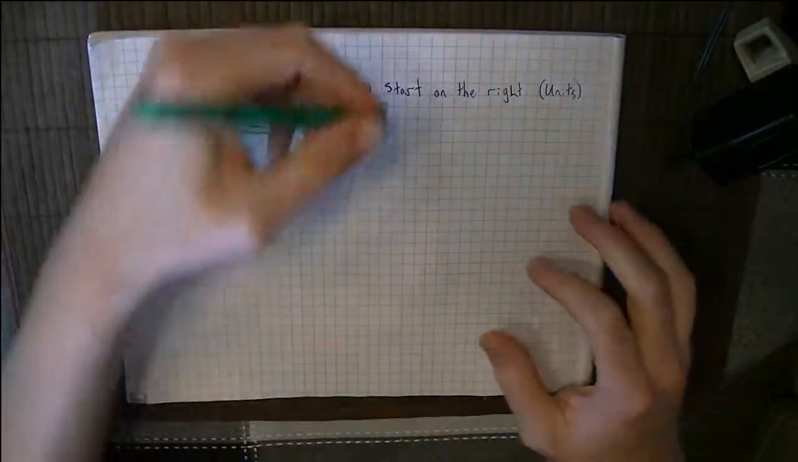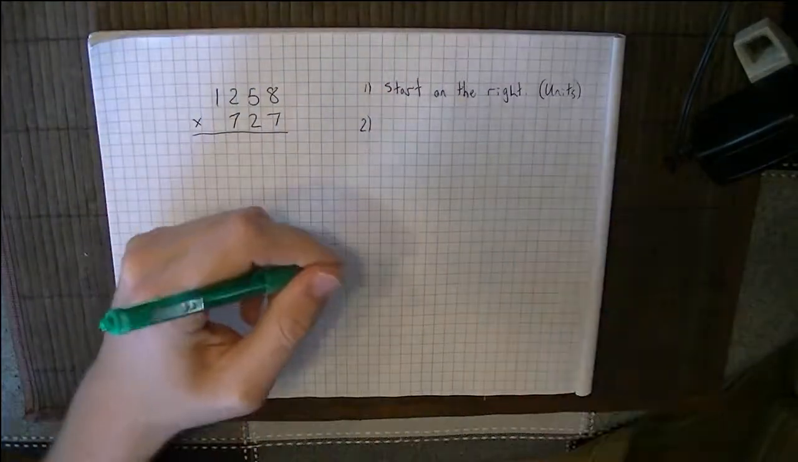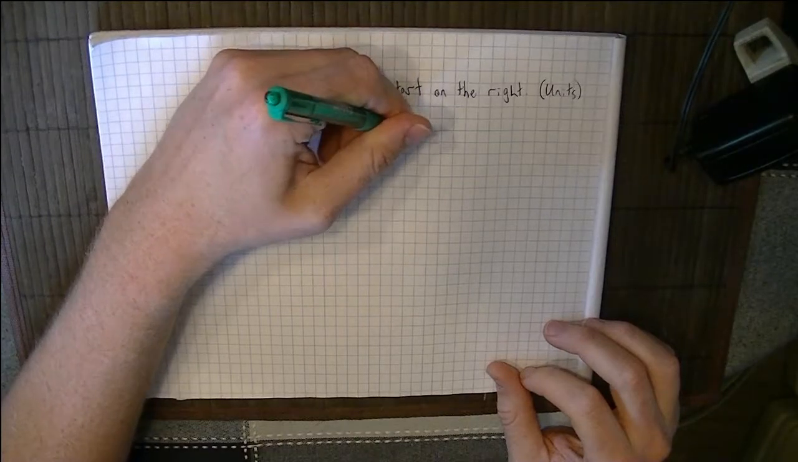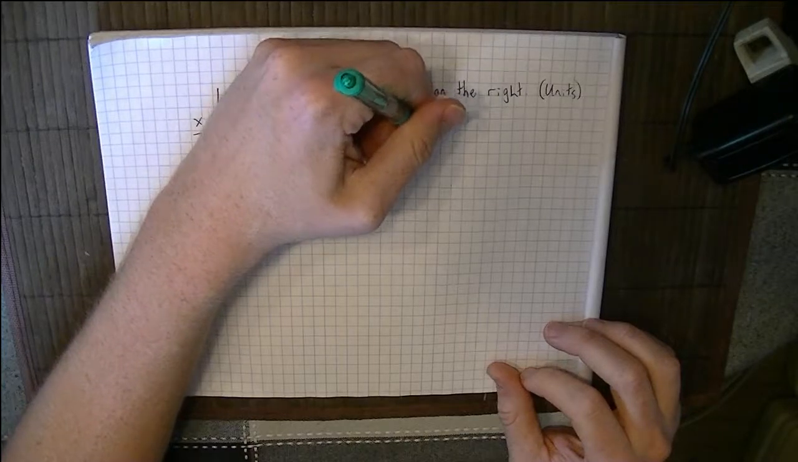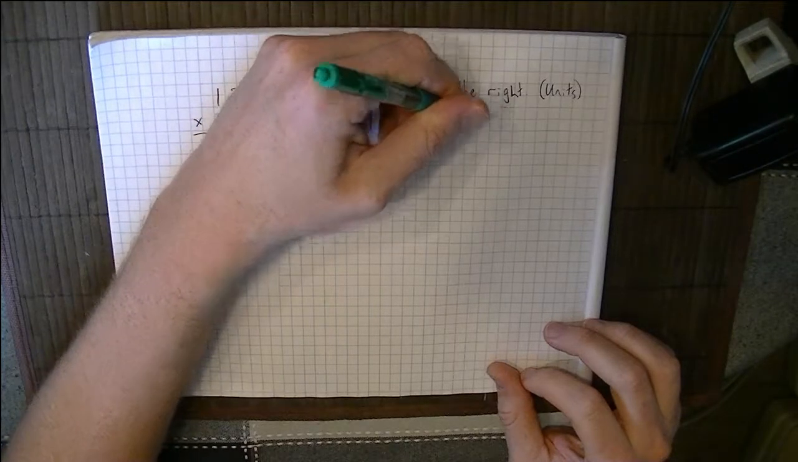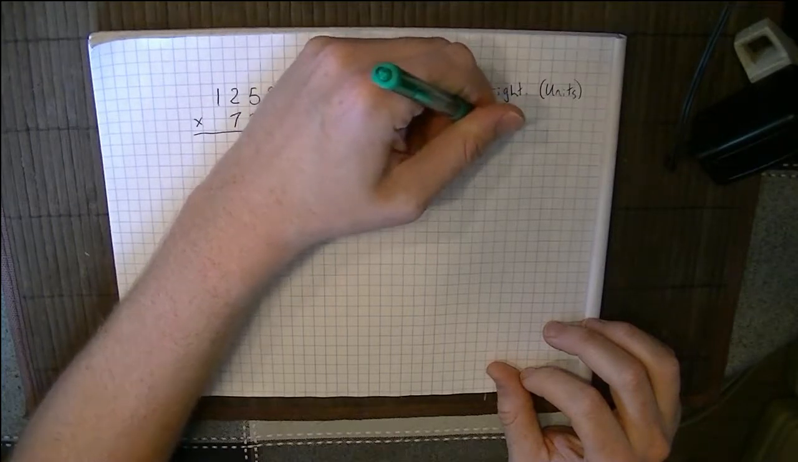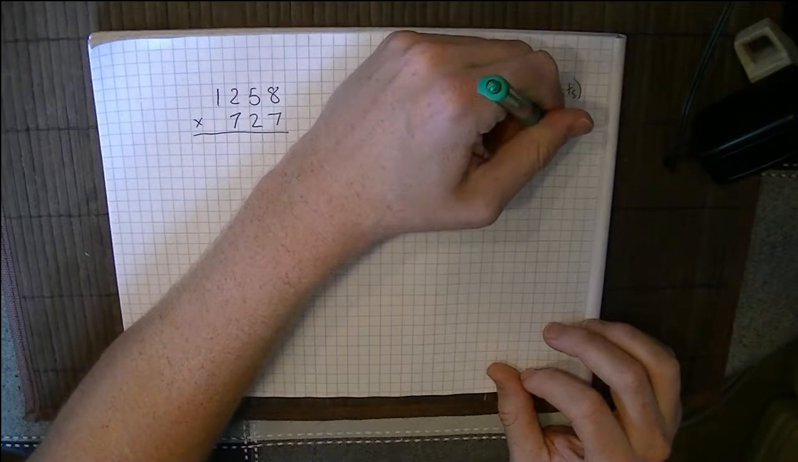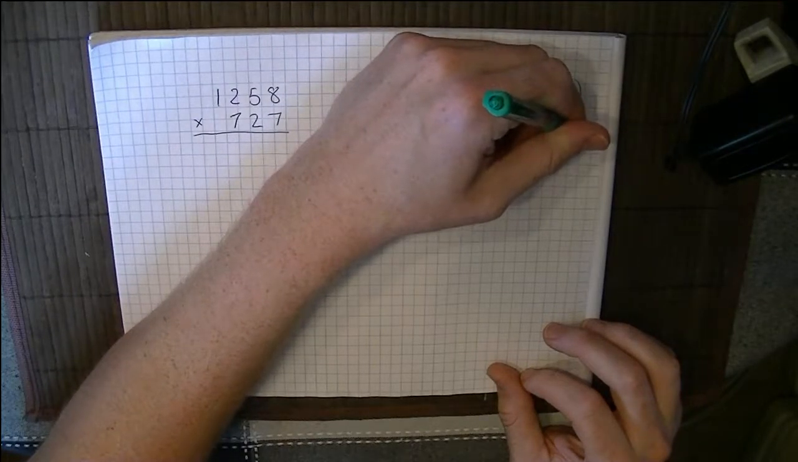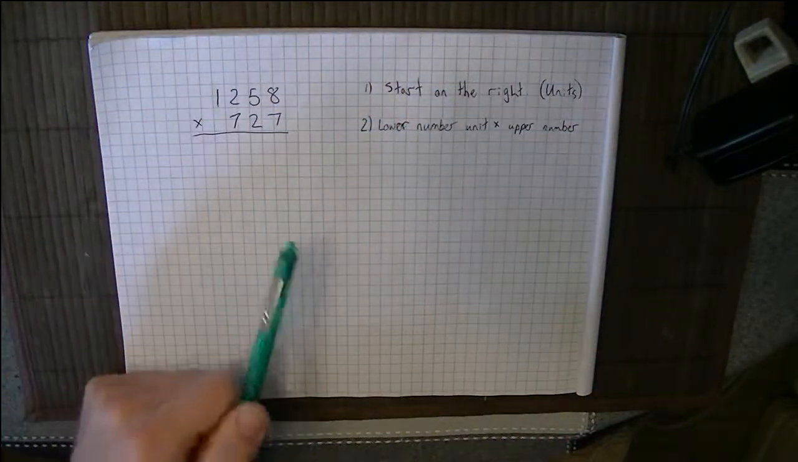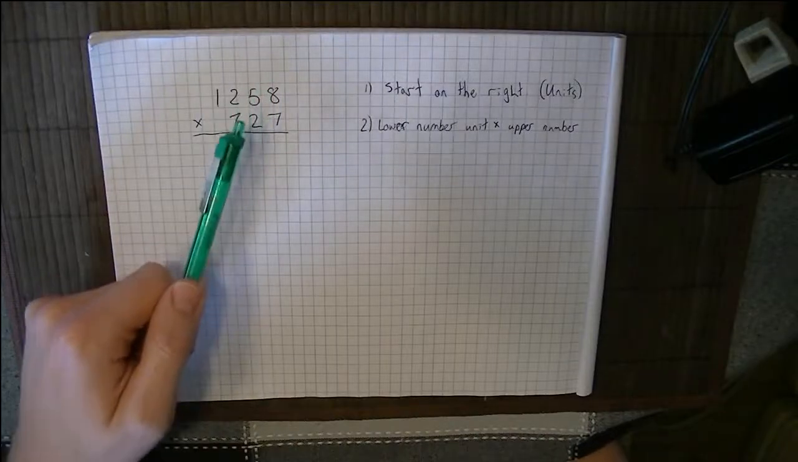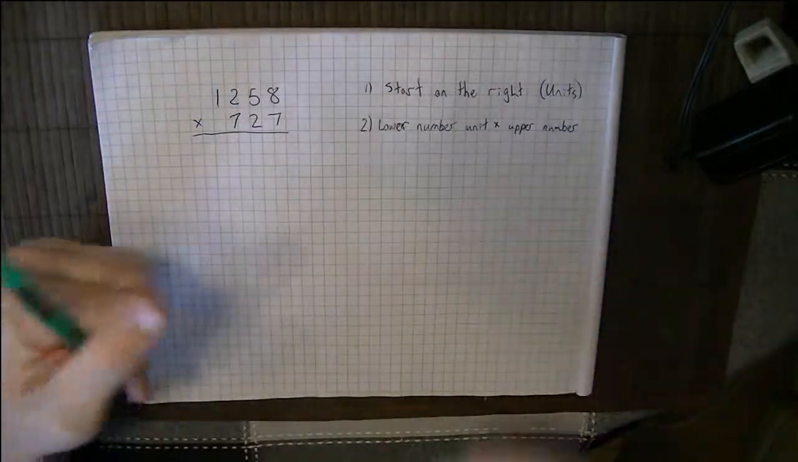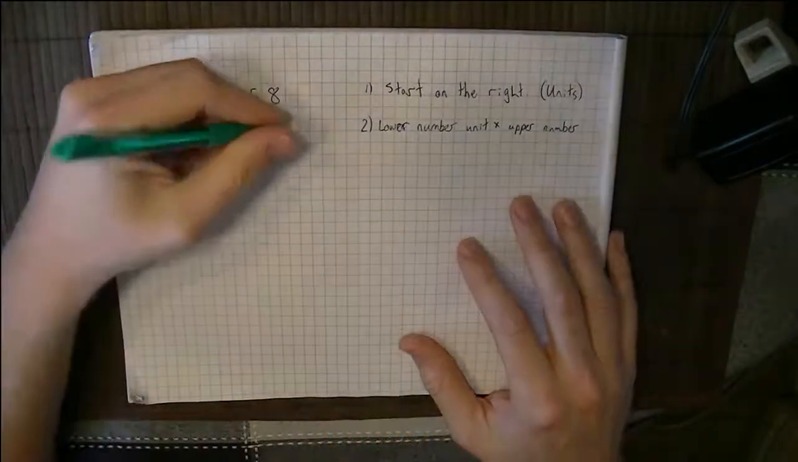So here we go. Let me write down the next step that we're about to do. We're going to take the lower number unit times the upper number. Okay, so here we go. 7 times 8 is, well, let me think. 8 times 8 is 64. Let's subtract 8 from that to get 56.